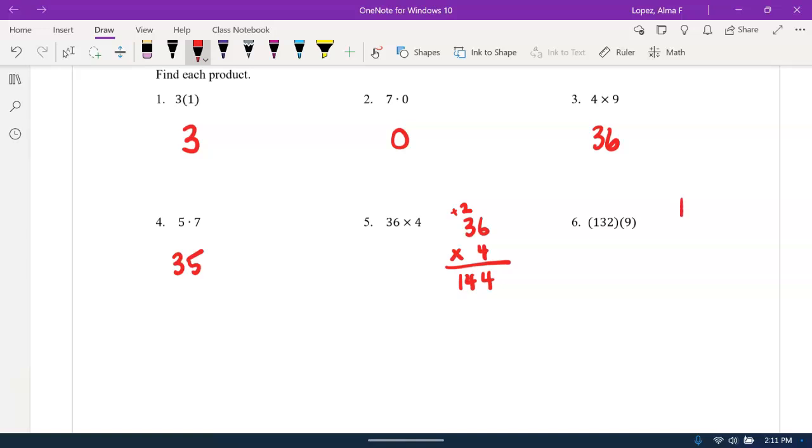Now let's do it again, this time with 132 times 9. 9 times 2 is 18. We're going to bring down the ones digit, carry the tens digit. 9 times 3 is 27, plus 1 more is 28. Bring down the ones digit, carry the tens digit. 9 times 1 is 9, plus 2 more is 11. And that's where our comma goes.